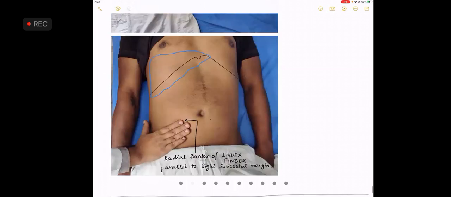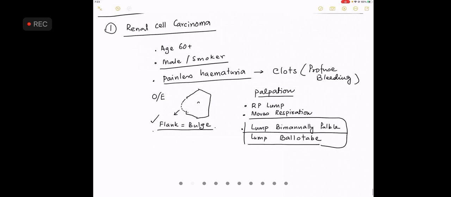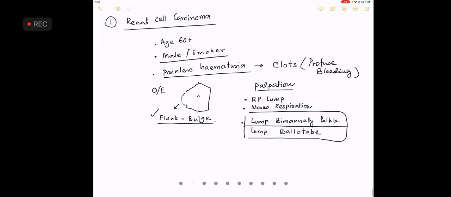So two important pictures to show you. Picture story ends here. So the lump is ballotable. So this is all about the surface of the swelling. The surface of the swelling can be smooth, can be irregular. Both can happen.